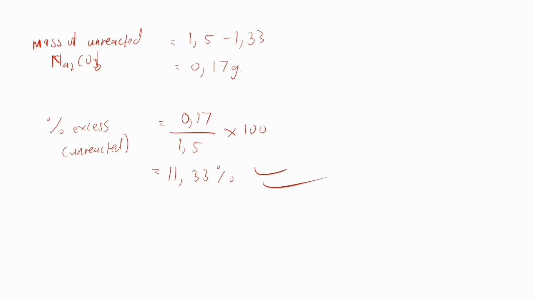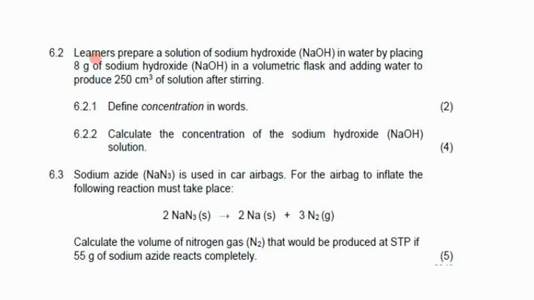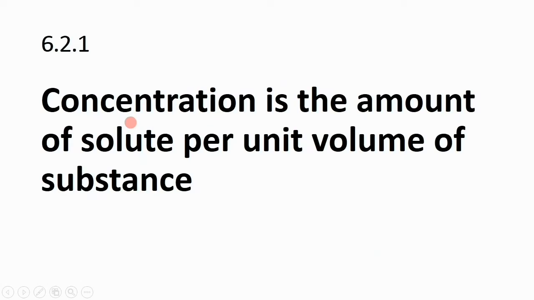Awesome. Okay, so we have 6.2. It says, learners prepare a solution of sodium hydroxide in water by placing 8 gram of sodium hydroxide in a volumetric flask and adding water to produce 250 centimeter cube of solution after stirring. Then 6.2.1 says define concentration in words. Let's run quickly to that. So we say concentration is the amount of solute per unit volume of solution. That's how you are expected to define it for 2 marks according to your CAPS document.